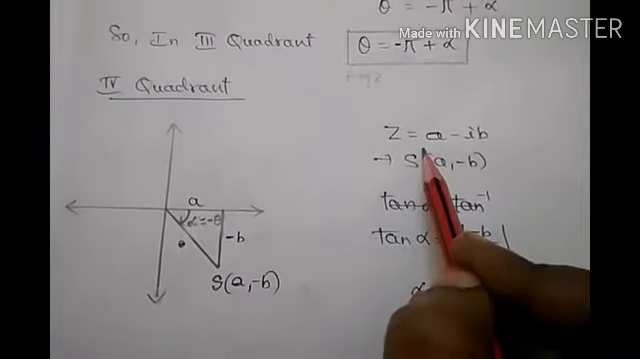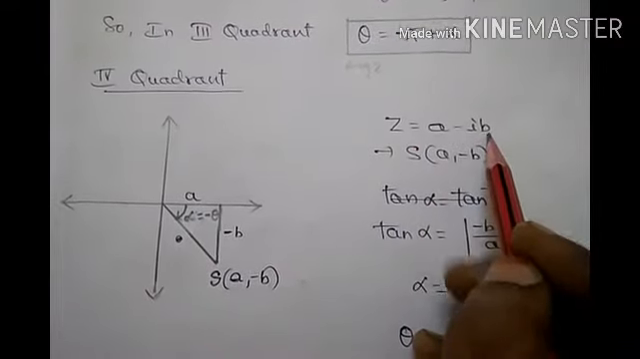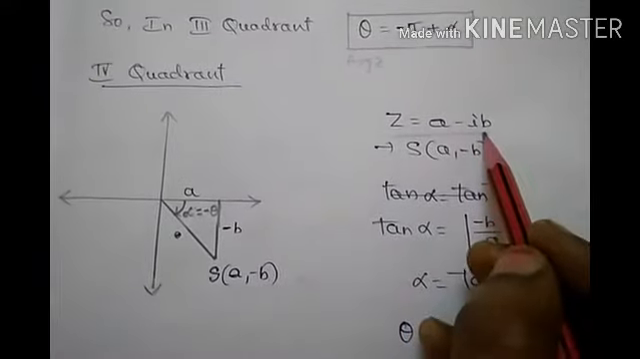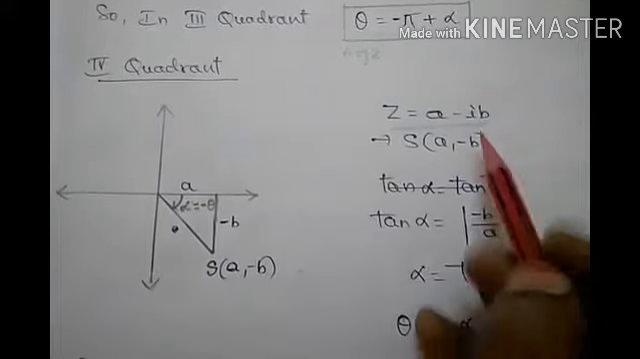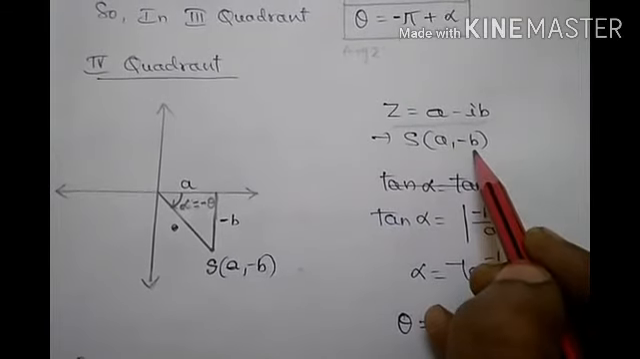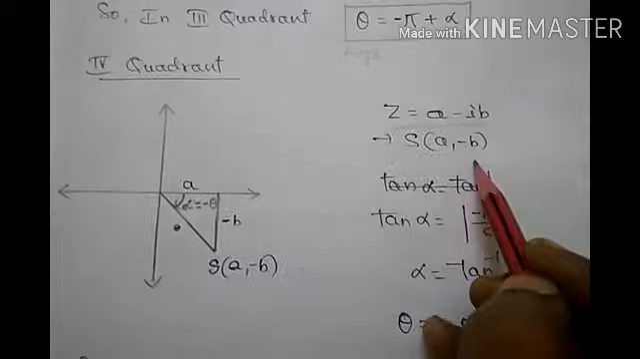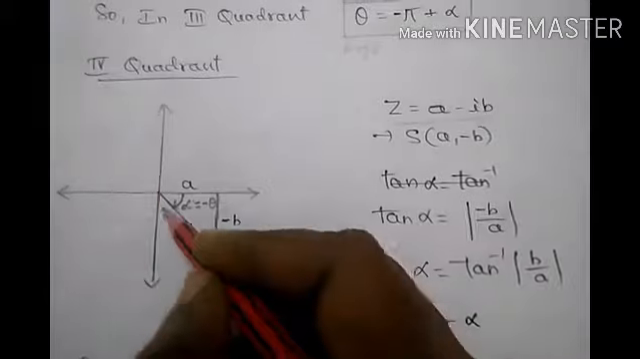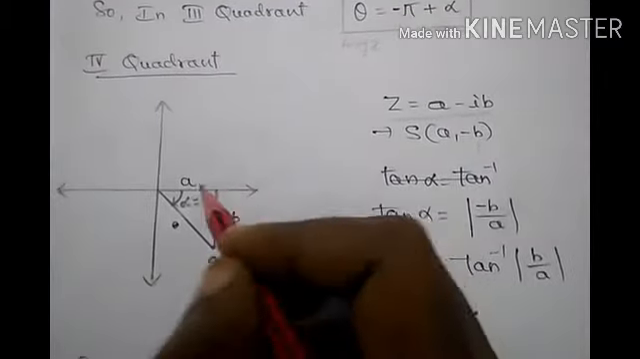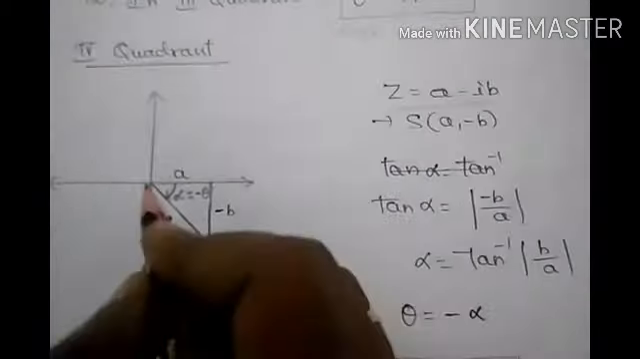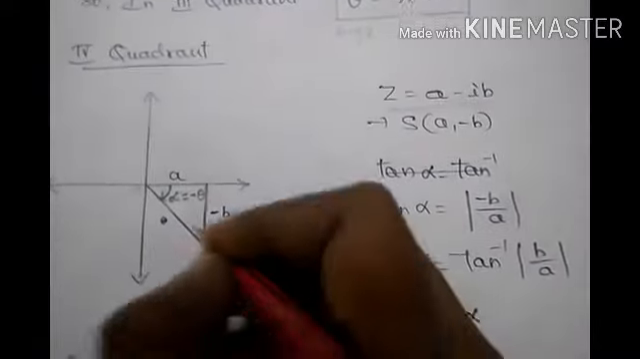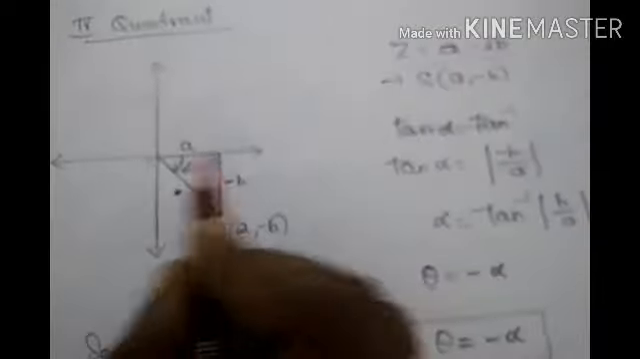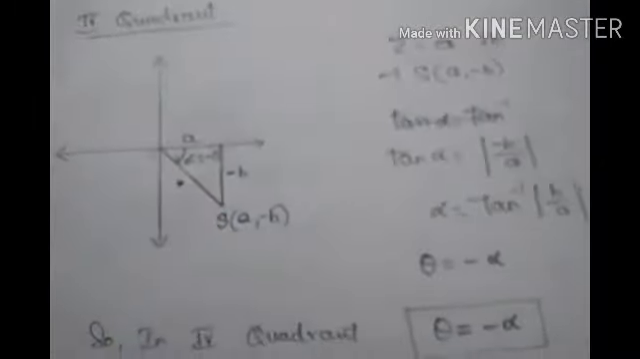Z equal to a minus ib. Now the point a comma minus b. What is the point for this complex number? Here the real part is positive and the imaginary part is negative, so this point lies in the fourth quadrant. Now join OS and draw a perpendicular from S to the real axis. Now this forms a right angle triangle.